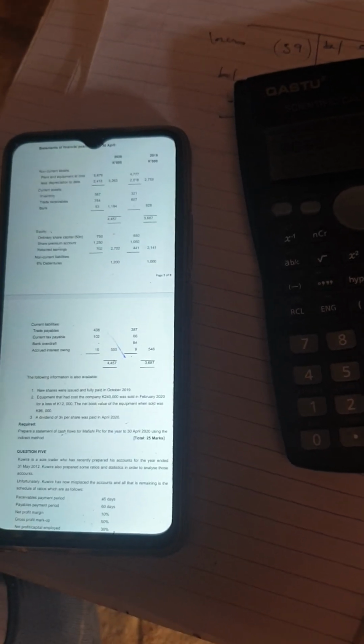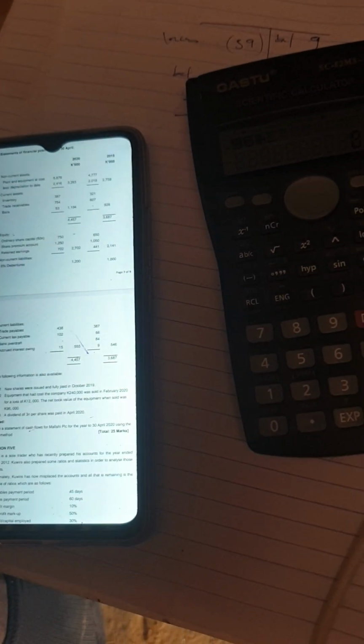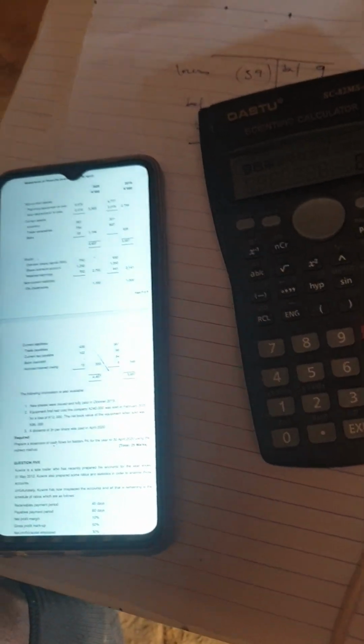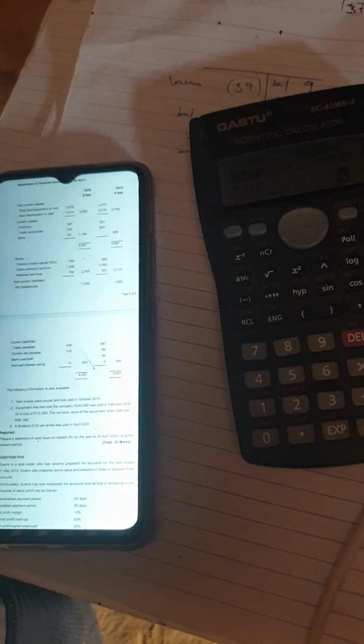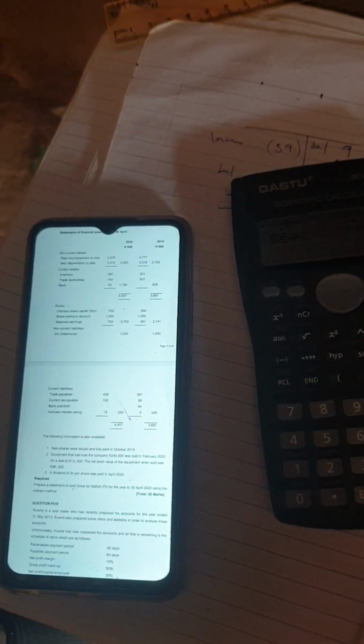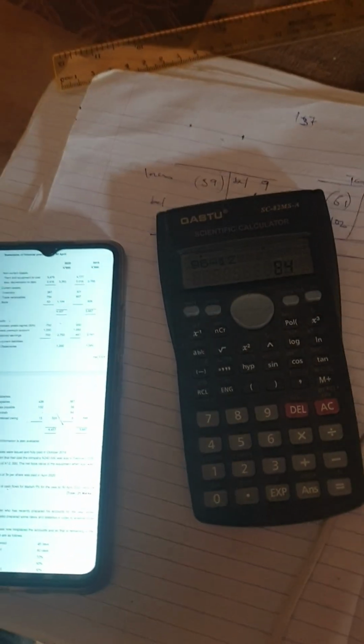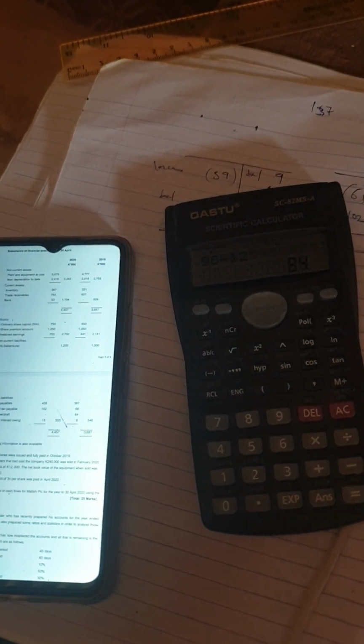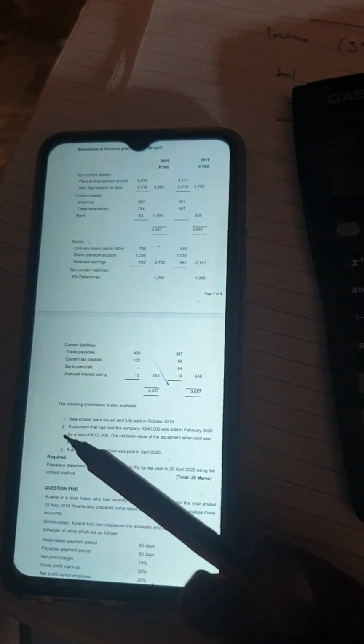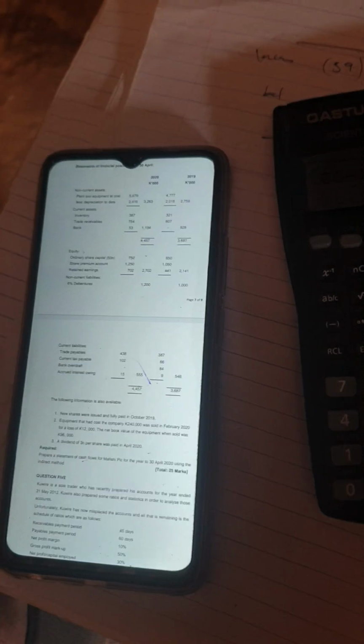The net book value of the equipment when sold was 96,000. But they sold at a loss, which means they sold lower than the 96,000. So we're supposed to subtract the 12,000 from the 96,000. The net book value, the value of the equipment at the time they were selling it, was 96,000. They sold it at a loss of 12,000, which means, since the value was 96,000, they sold it at 84,000.